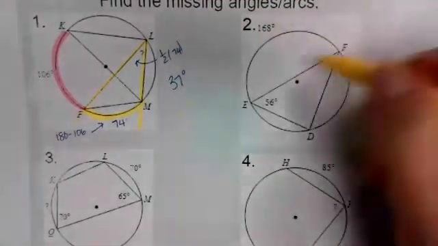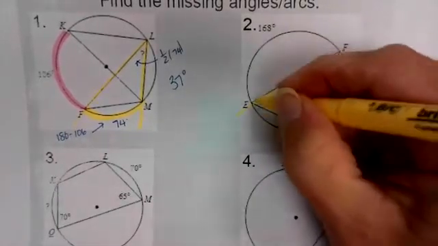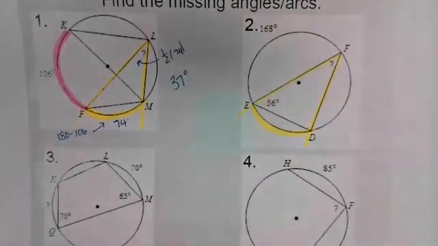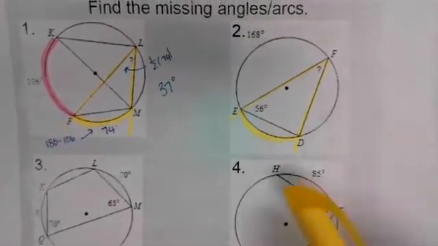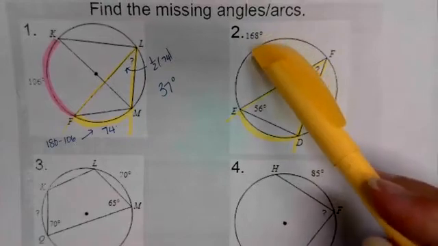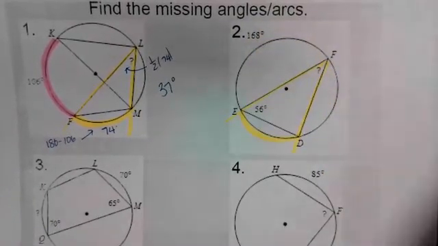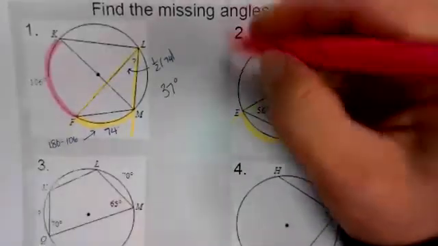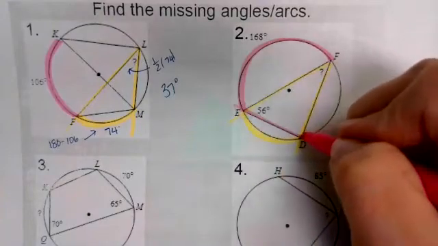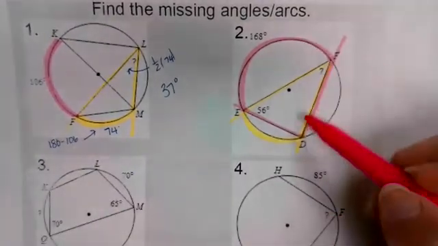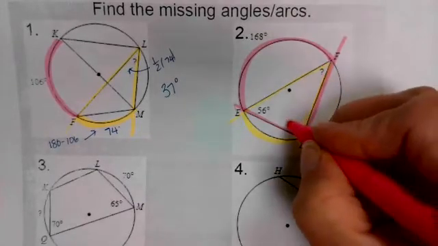All right, with my second question, I'm looking for angle EFD. Here is the intercepted arc, which I don't know the measure of. Now there's two approaches to this problem. I'm going to start with my 168, or I could start with the 56. I'm going to look at the 168 first. So 168 is this arc here, and it is formed by this angle, which means I should be able to find this angle by taking the 168 and dividing it by 2.